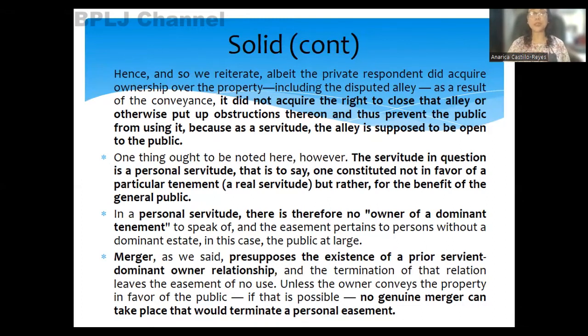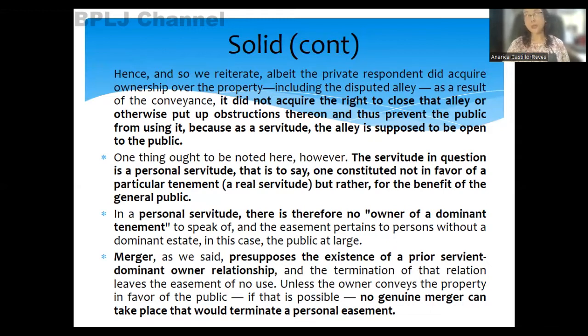The servitude in question is a personal servitude, that is to say, one constituted not in favor of a particular tenement, but rather for the benefit of the general public. In a personal servitude, there is no owner of a dominant estate, and the easement pertains to persons without a dominant estate, in this case, the public at large. So we are talking here of another personal servitude, one that is constituted for the benefit of a particular community.